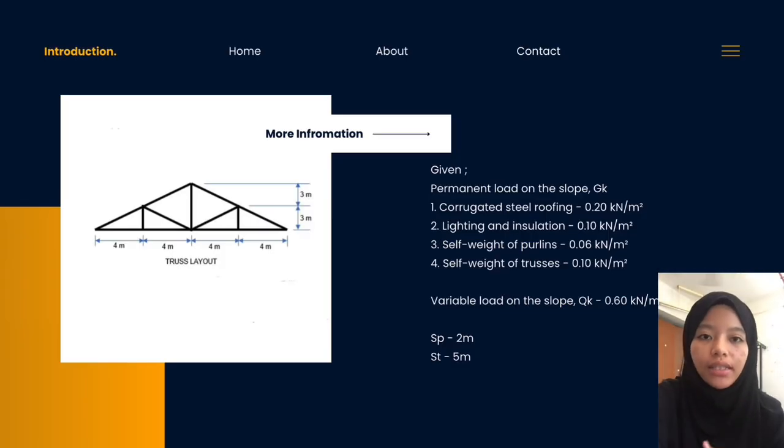As you can see, the given loads in the picture are: concrete steel roofing is 0.20 kN/m², lighting and insulation 0.10 kN/m², self-weight of purlin is 0.06 kN/m², and self-weight of trusses is 0.10 kN/m². And then the variable load on the slope, QK, is 0.60 kN/m². So that is the total of QK.